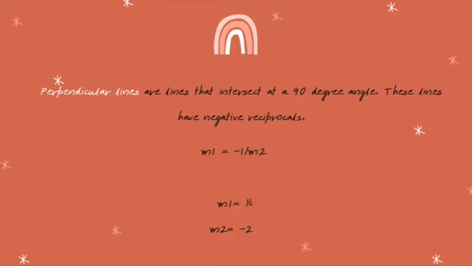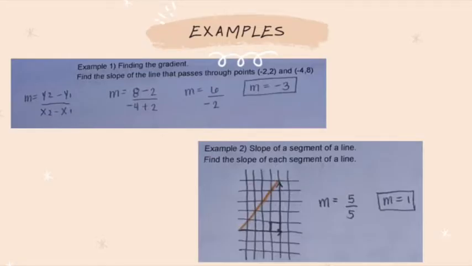Perpendicular lines are lines that intersect at a 90-degree angle. These lines have negative reciprocals, like m1 equals negative 1 over m2, or m1 equals 1 over 2 and m2 equals negative 2. At the top of the page, you can see the four types of slope. The first one being positive, the second one negative, third one having a value of 0, and the last one is considered an undefined slope.